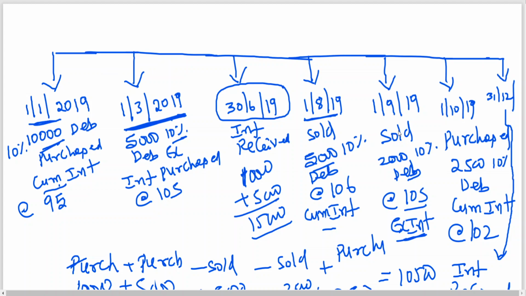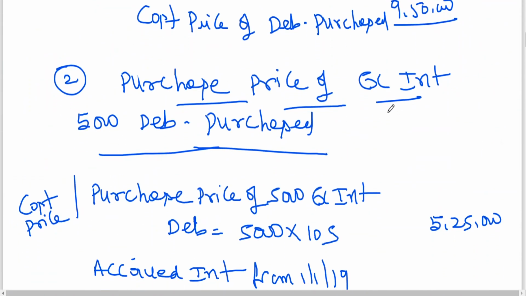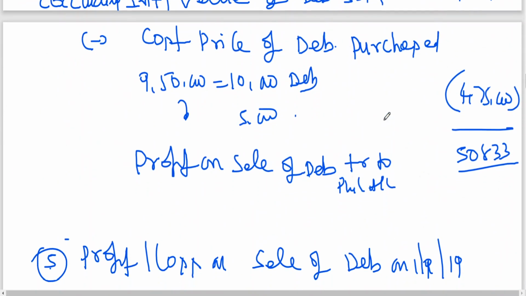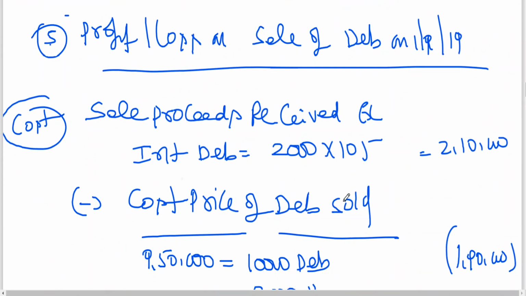So only one thing I just wish to tell you, that for cum interest or ex interest, accrued interest is to be calculated. Now the most important thing you should understand: when you are selling it to get a profit or loss, interest will never be included to find out the profit. I think that has been illustrated here. You can see to find out profit or loss here.